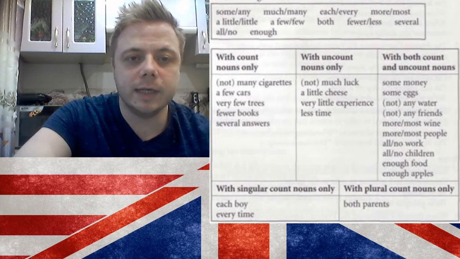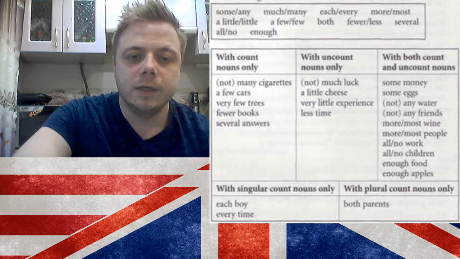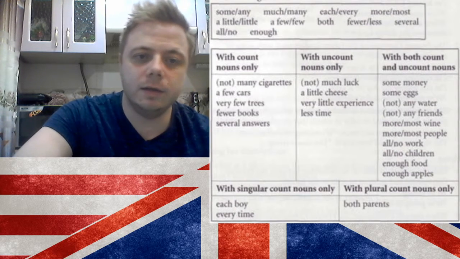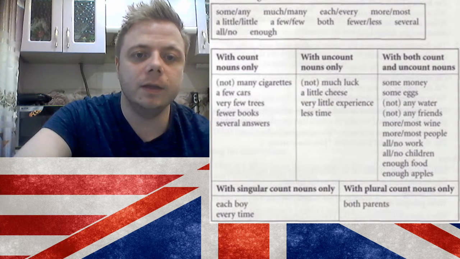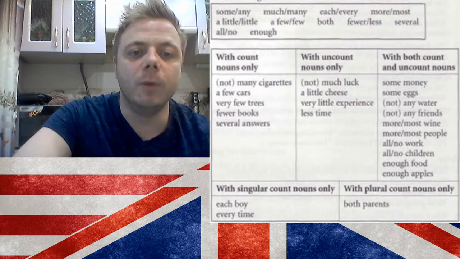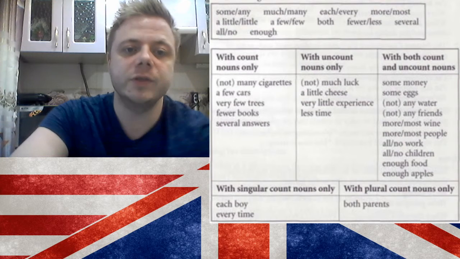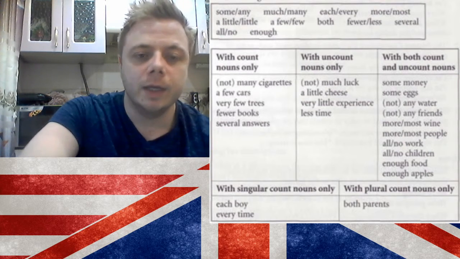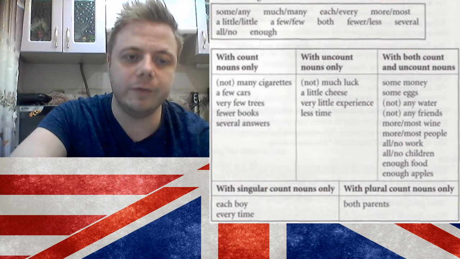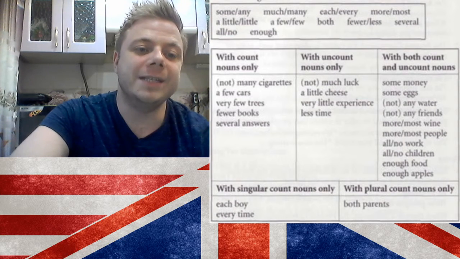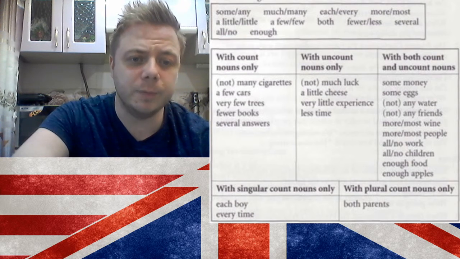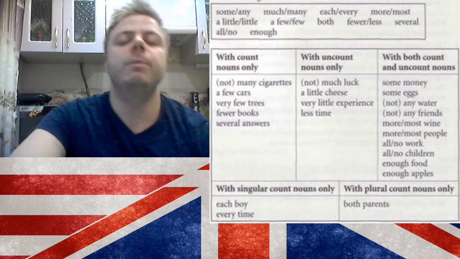With both count and uncount nouns: some money, some eggs, not any water, not any friends, more, most wine, more, most people, all, no work, all, no children, enough food, enough apples. With singular count nouns only: each boy, every time. With plural count nouns only: both parents.